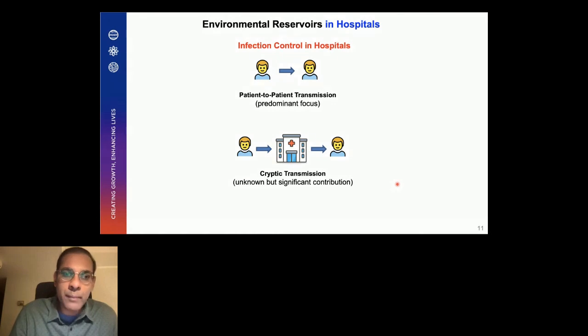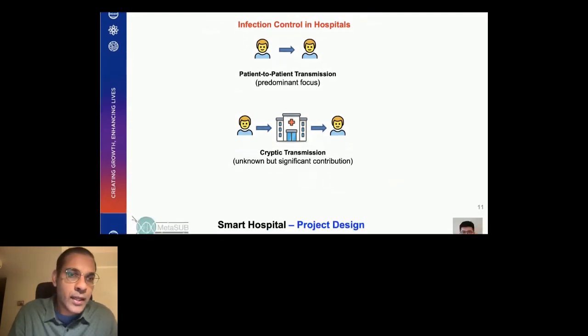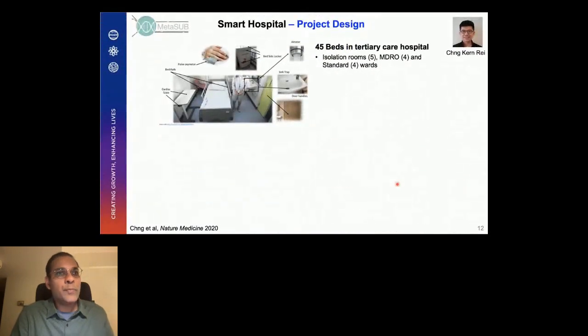And using a metagenomic approach, we can potentially get a more comprehensive view of all the microbial genomes that are present in hospital environments. To do this and show a proof of concept, we envisaged what we called a smart hospital project. The idea was that if this works out, we could do this as a more routine operation in hospitals to make them smarter, to do infection control in a data-driven manner rather than in a blind or almost carpet bombing manner.